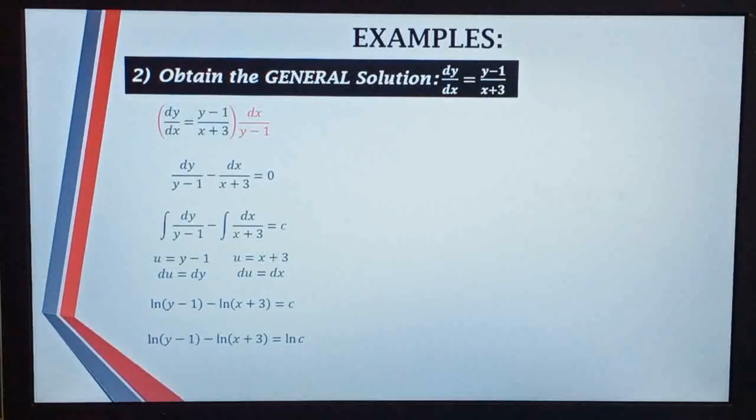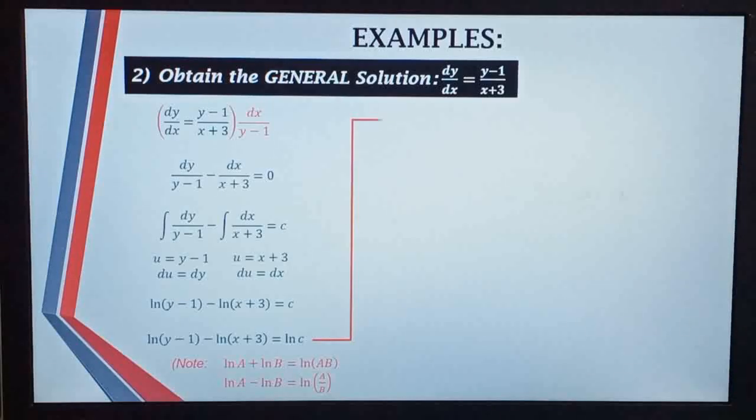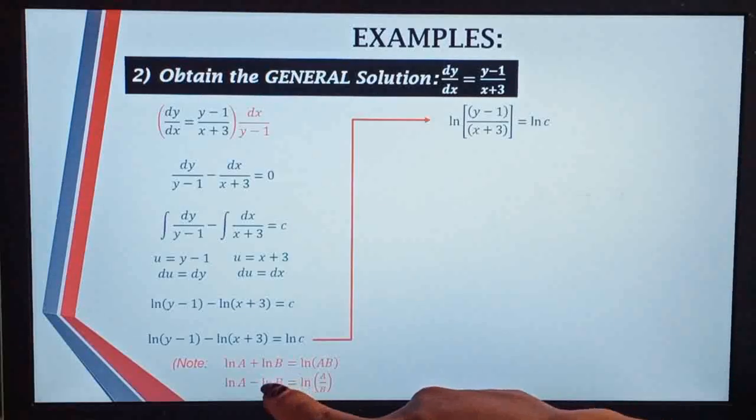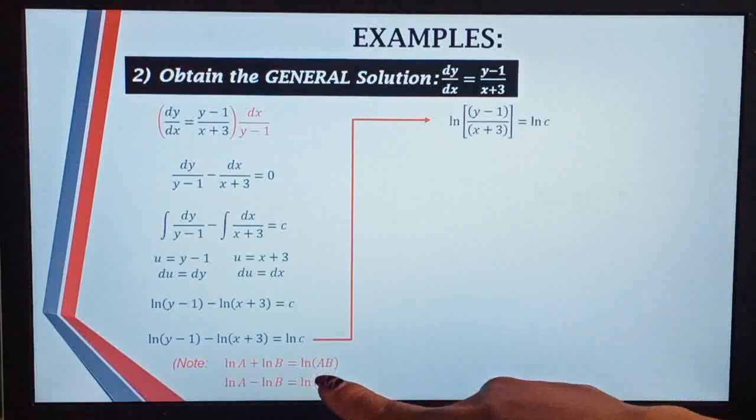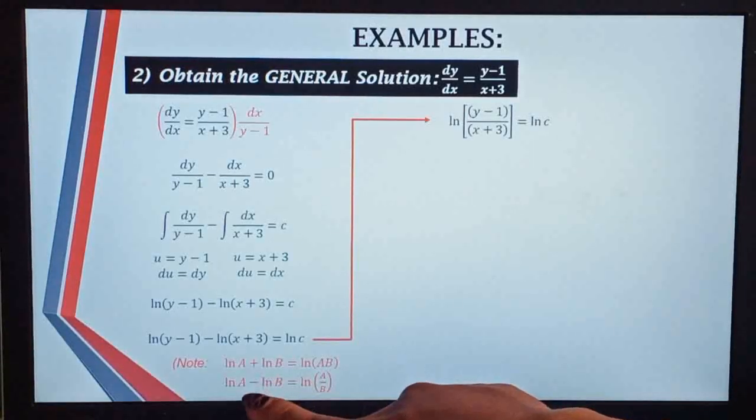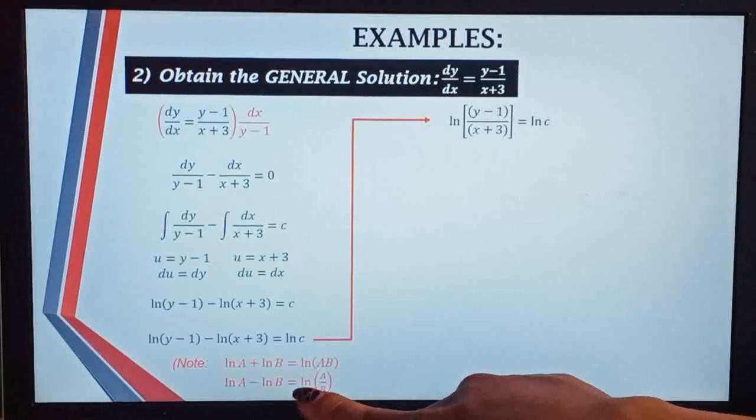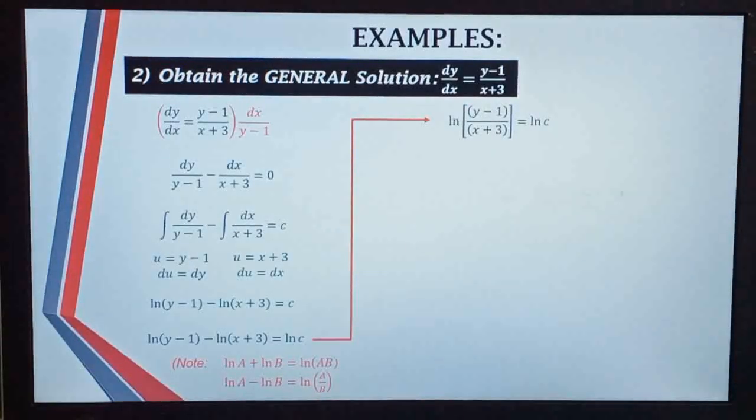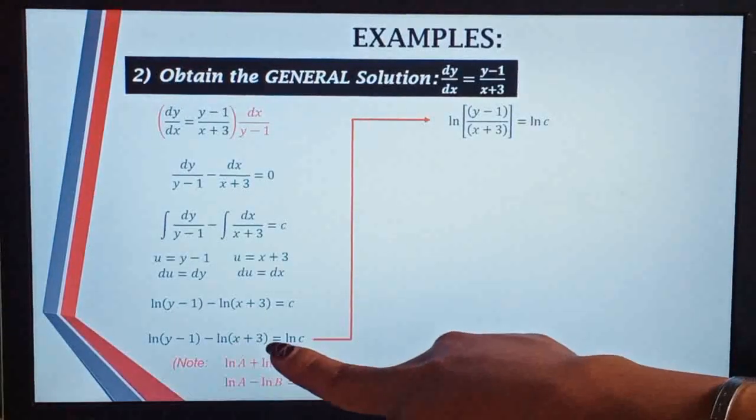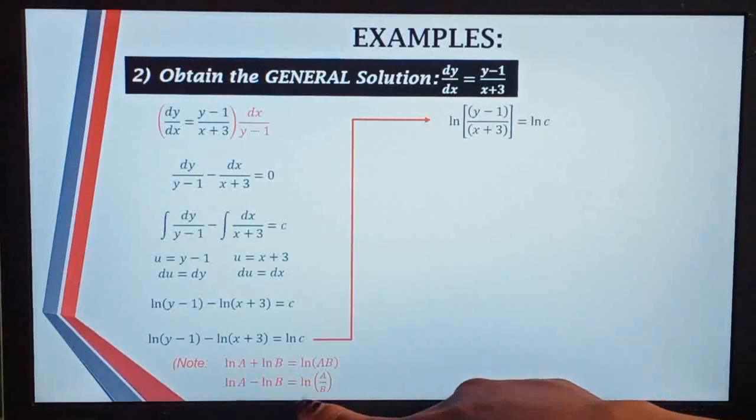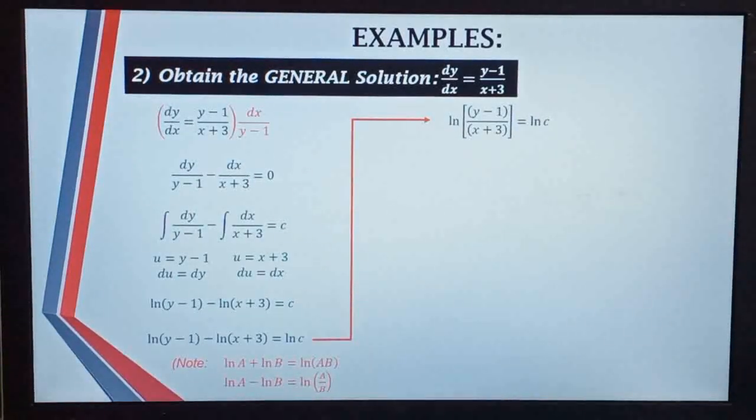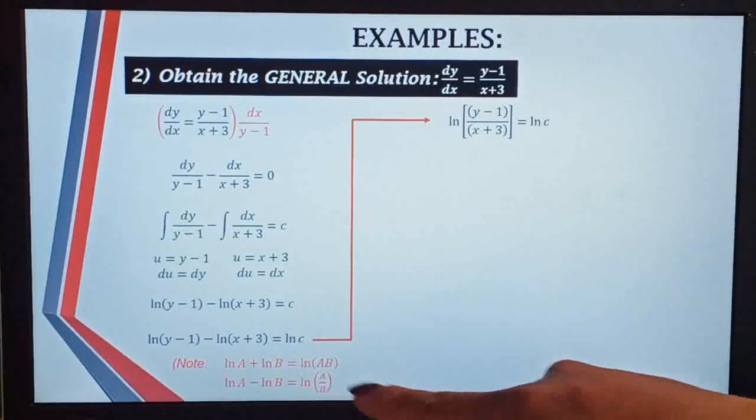So why will we do that? Since we have the property of the natural logarithm, we have the sum of the ln can be equivalent to ln of a multiplied to b. Then the difference of the ln can be equivalent to ln of a over b. Kung mapapansin natin dito, ln minus the ln, so dito tayo babagsak sa difference of the natural logarithm. So pwede natin siyang express as ln of a over b.